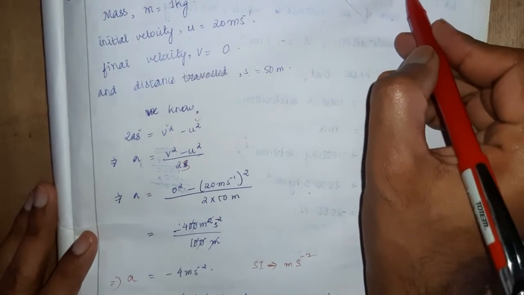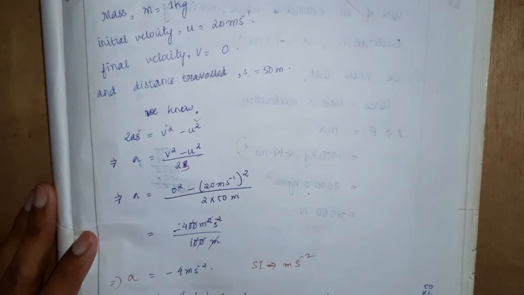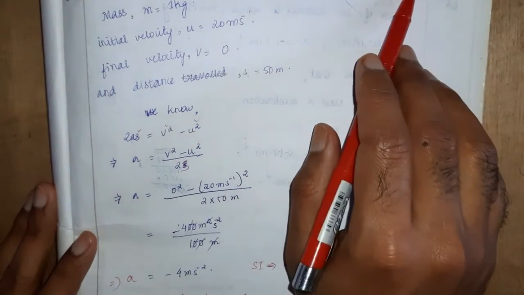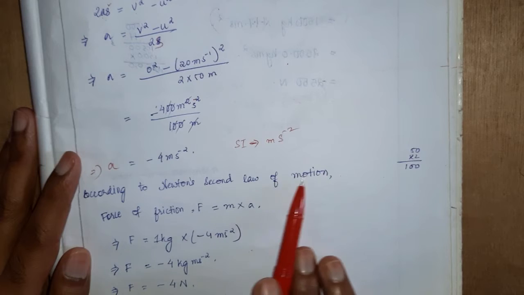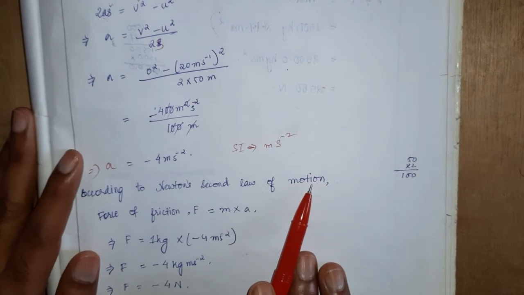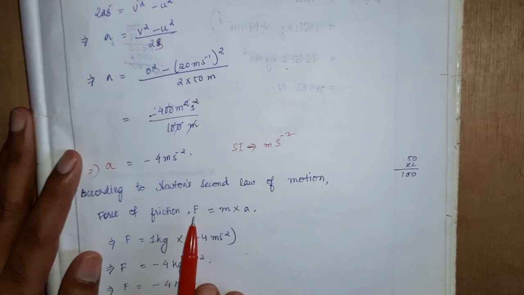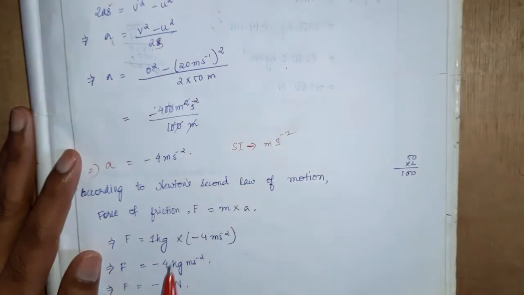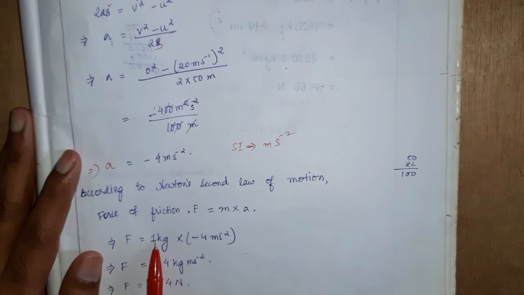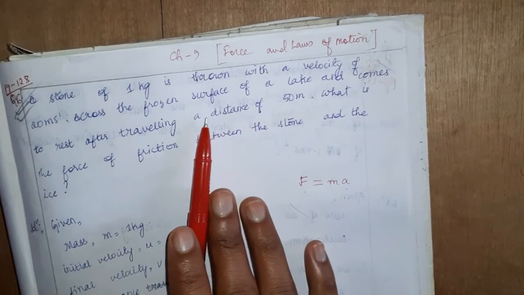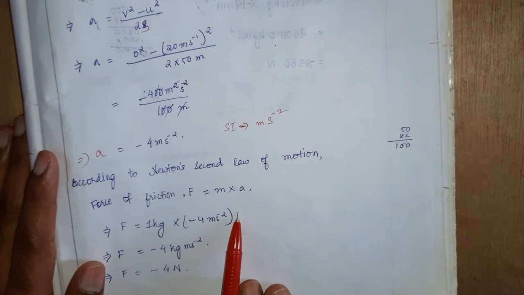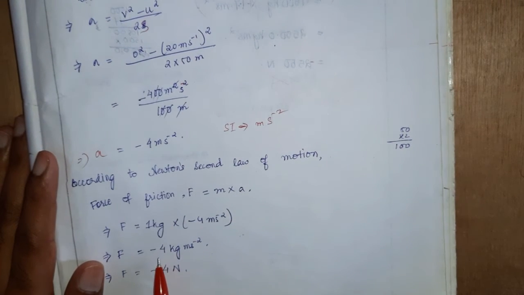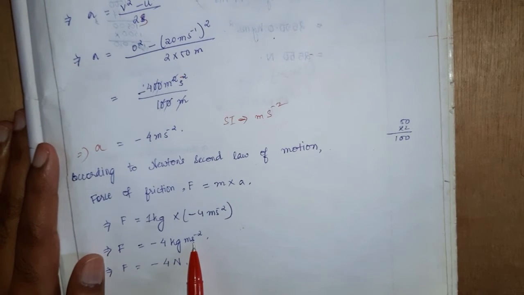So since we have found out A, we already have M. Now we can use the formula F equal to ma to find out the force of friction. So according to Newton's second law of motion, the formula for force of friction, that is F, we can write as m into A, that is ma. So F equal to, what is m? 1 kg, already given in the question. So A we just found out, minus 4 meters per second square, that is 1 into this, very simple, minus 4 kg meter per second square.